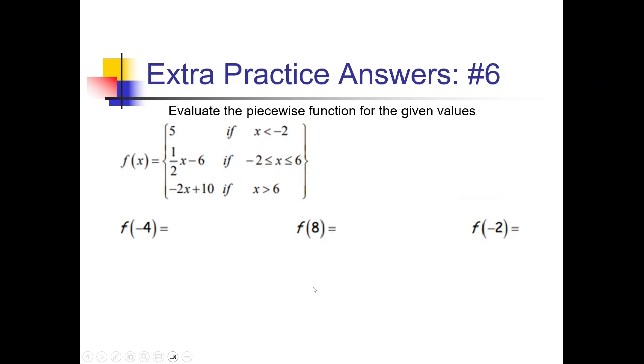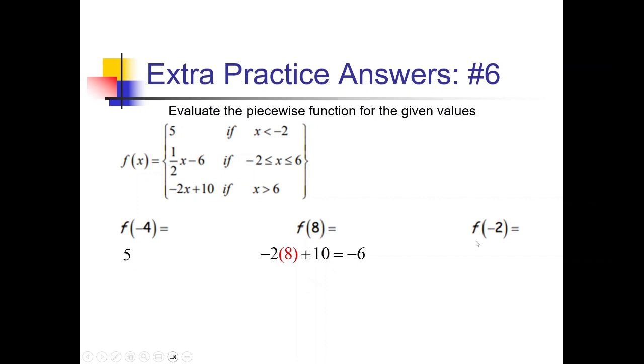Now we're on to the final boss battle, back up to 3 branches, and this one has a fraction in it, so that's going to be a little bit interesting. -4 is less than -2, so we're using this first branch, which just returns the constant 5. 8 is bigger than 6, so we're using the last branch, -2 times 8 plus 10. This is -16 plus 10, which is -6.